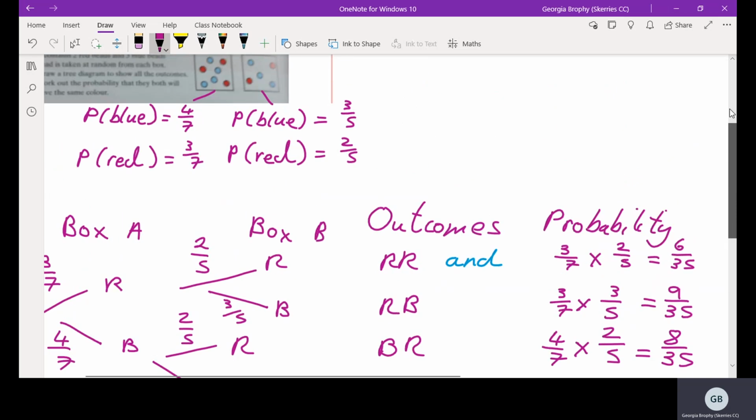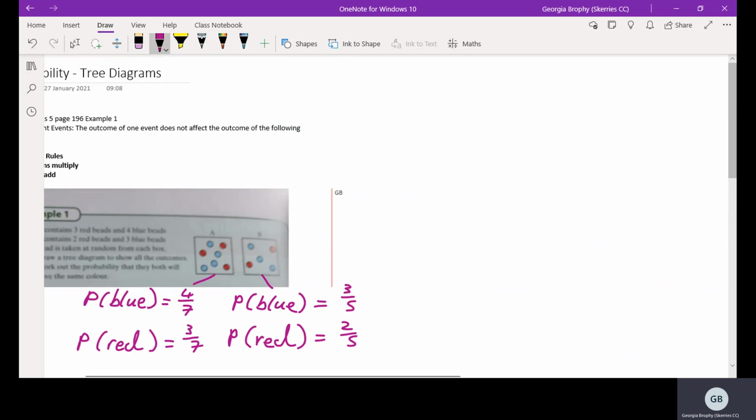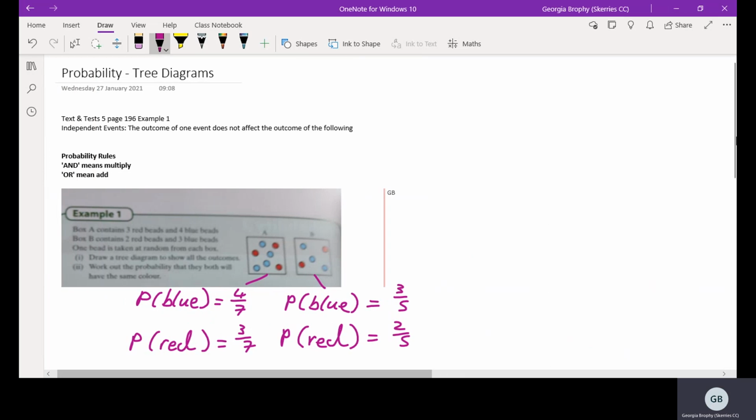Now, if you added up all these probabilities here, 6/35 plus 9/35 plus 8/35 plus 12/35, hopefully unsurprisingly, you would get 1. Okay, what does the second part of this question ask us to do? You should be looking at your book now at this stage instead of looking at the screen. So for the second part, work out the probability that they will both have the same color. Okay, we've done most of the work here.